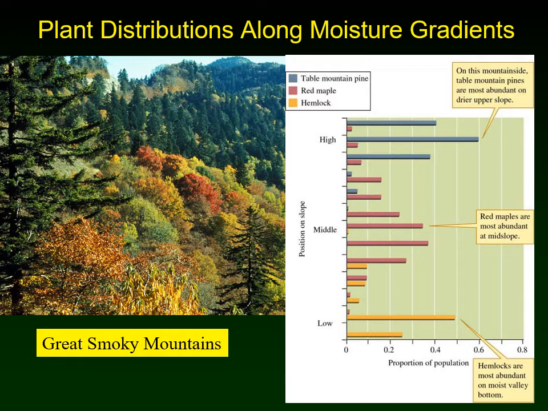And here he could find that we've got three species plotted on here. We have the hemlocks that are found down in the valley bottoms. Then you find the red maples. They're very low numbers in the valley bottoms, but on the mid slopes they're doing well. But then when it gets up higher, they don't do as well.